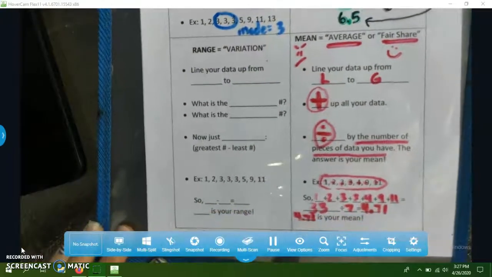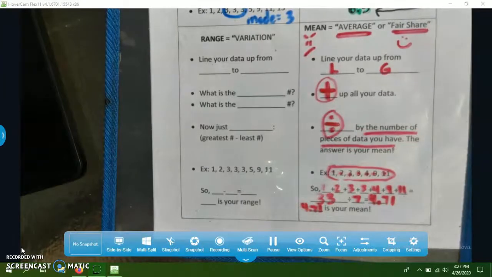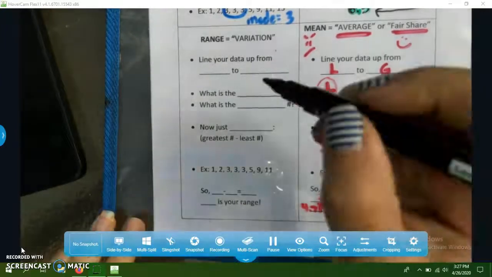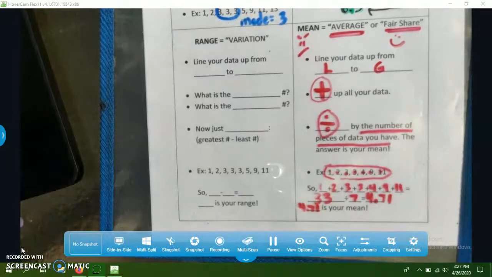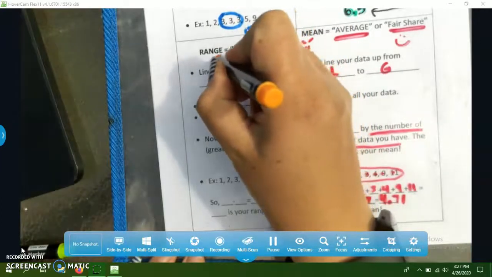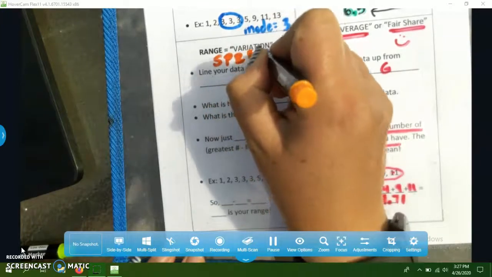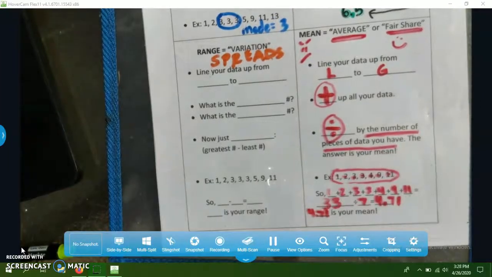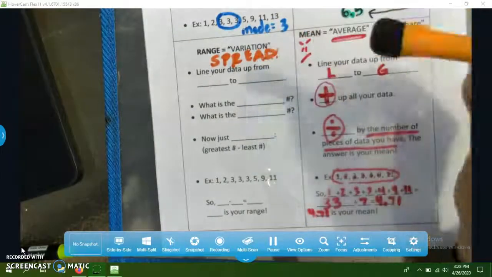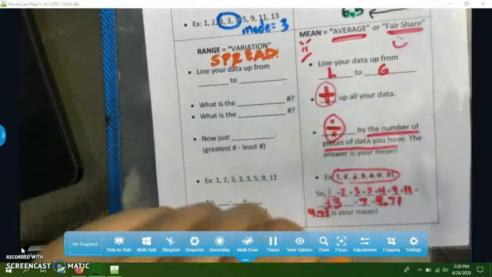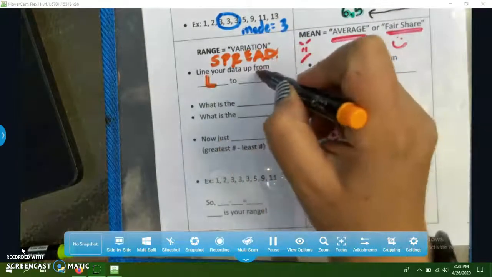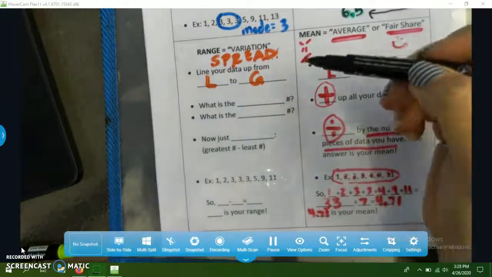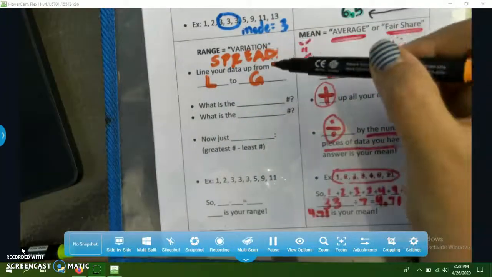The last thing that we're going to be learning how to calculate is the range. The range is also called the variation or the spread of our data, so how much our data spreads or ranges or changes from the smallest to the biggest. First, of course, we're going to line up our data from least to greatest, so that we can see how much our data ranges, varies, or spreads.